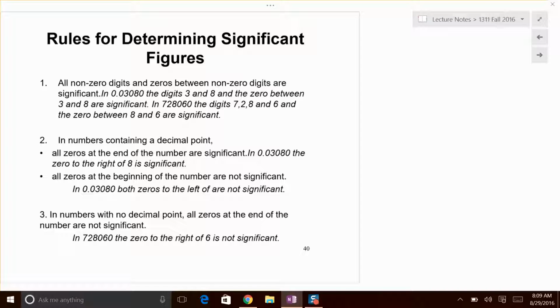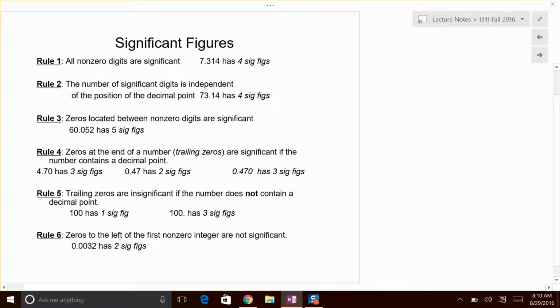In a number with no decimal point, all zeros at the end of the number are not significant. Once again, see this 0? Does it have value? Yes. Is it significant? No. This is a sandwiched 0, so we know it's significant because it's between non-zero digits. It's independent of the position of the decimal point. Zeros located between non-zero digits are significant. Zeros at the end of the number are significant if the number contains a decimal point. Okay? Significant? Yes.